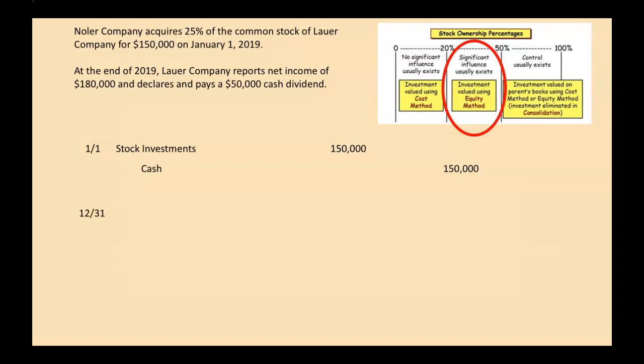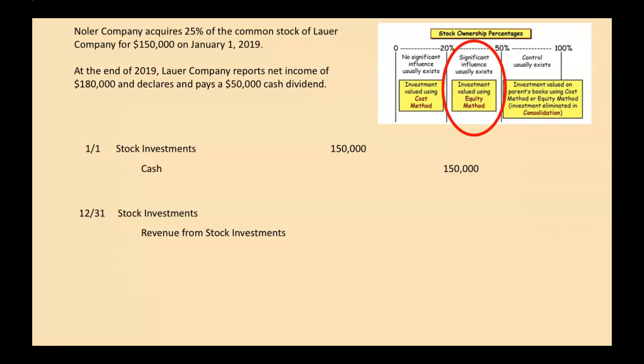$150,000. Now, at the end of 2019, there's two separate pieces that this problem tells you about the end of 2019. First, there's the net income of $180,000. Well, under the equity method, you get a piece of that net income. So the way that we record that is a debit to stock investments and a credit to revenue from stock investments.